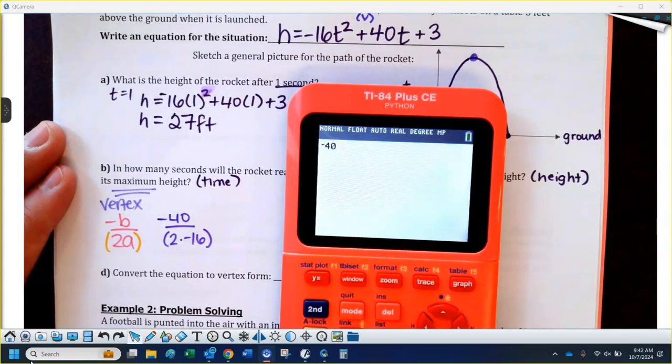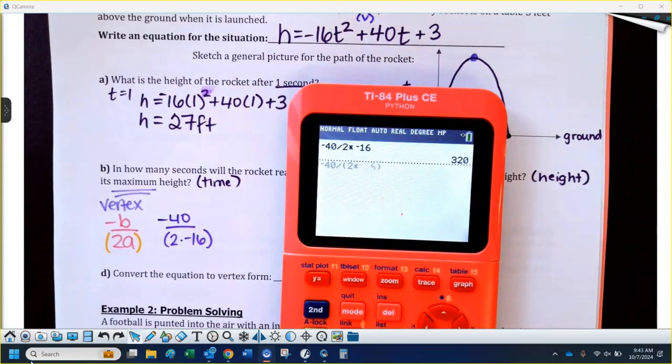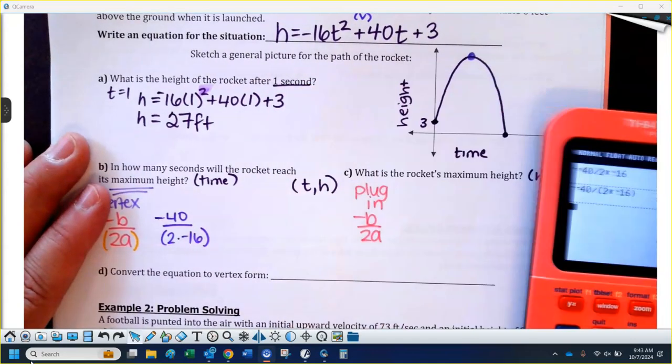If I do -40 and I divide that by 2 and I multiply that by -16, I'm just typing that in, it gives me 320, which means it would take 320 seconds for this toy rocket, almost 6 minutes, which makes no sense, to reach its maximum height. If I did this correctly, though, I just want to put the bottom of that in parentheses. What I really should be doing is dividing -40 by -32. So that makes more sense. Just be super careful with that, because I see people do that a lot of the time.